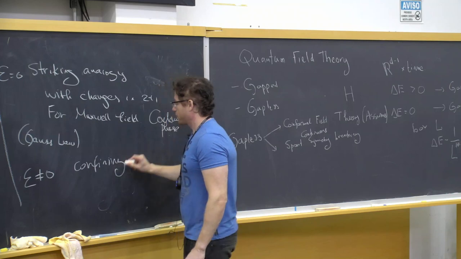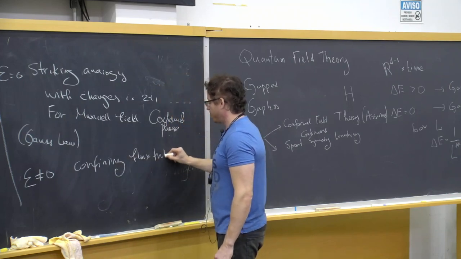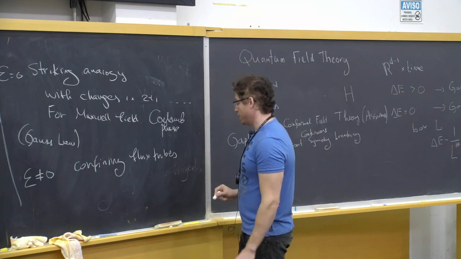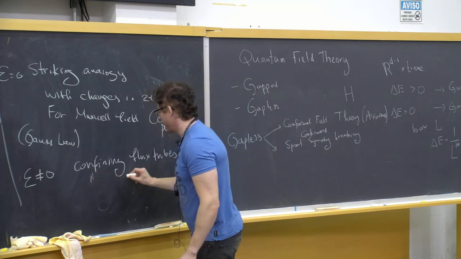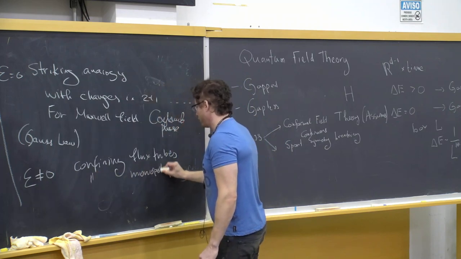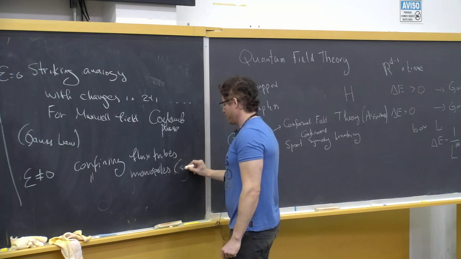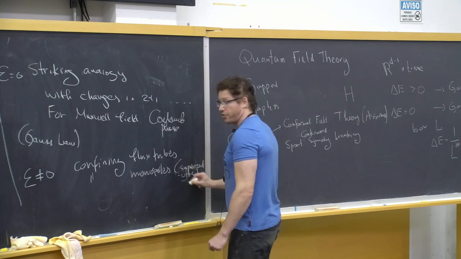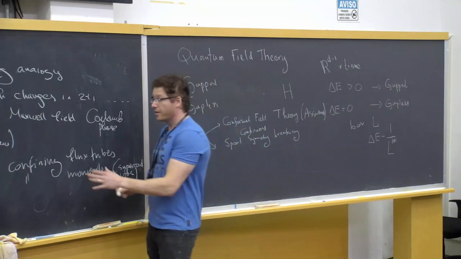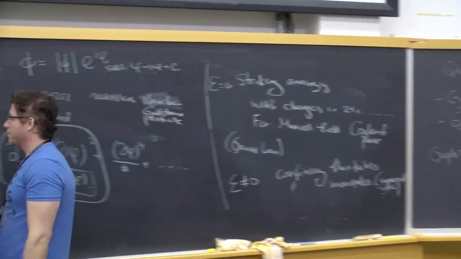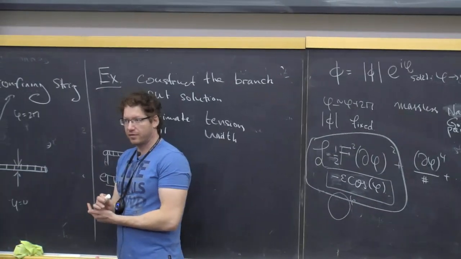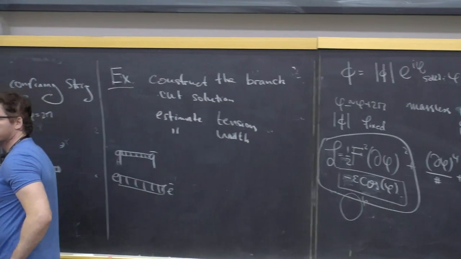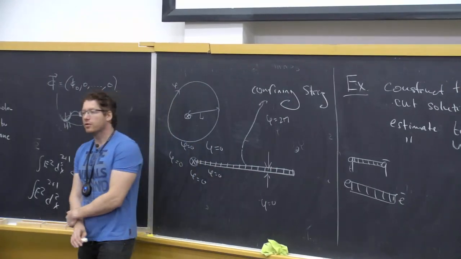Or, like the gentleman said, confinement of monopoles in superconductors. They're sometimes called Abrikosov tubes. So you see that this model, like magically, contains a lot of gauge theory-like physics. And so this is the hint for a duality that I'm going to now explain. Yeah, now to your question.